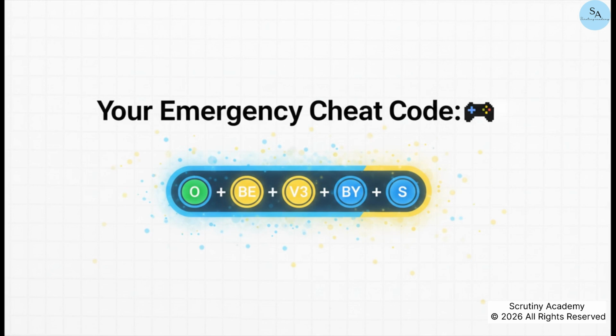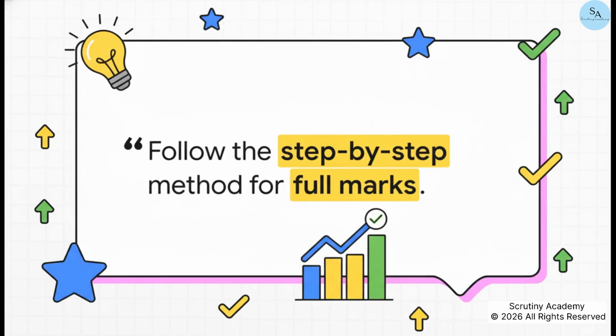And hey, if you're in the middle of the exam and your mind goes blank, just breathe and remember this simple sequence. O, BV, V3, by, subject. Object, be verb, V3 form, by, subject. That's your emergency cheat code right there. And that's really all there is to it. You have the rule, you have the steps, and you know the mistakes to avoid. This topic isn't a challenge anymore. It's an opportunity to score some really easy marks. So practice this method, be confident, and go get those full marks. You've got this.